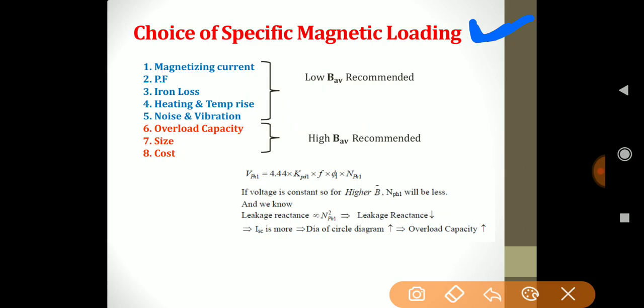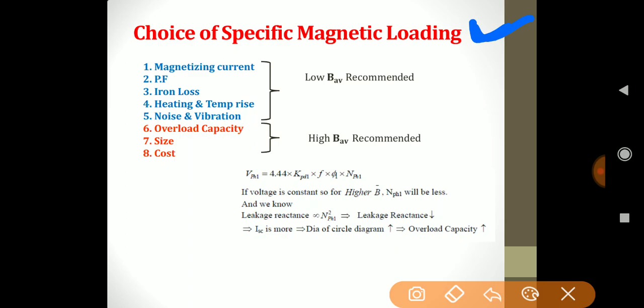Choice of specific magnetic loading is dealing with what value of specific magnetic loading should be chosen as a designer. If I am a designer, what value should I choose, because it has a value starting from 0.3 to 0.6. So I can have a number of values between 0.3 and 0.6. Which value has to be chosen? That is dependent on several factors, and those factors are as mentioned here.